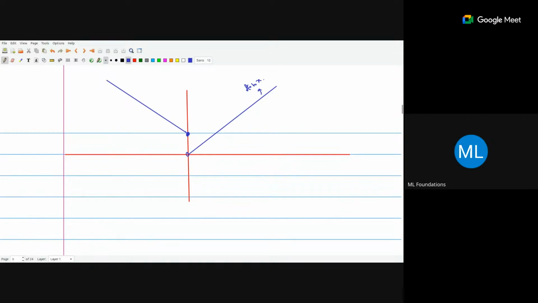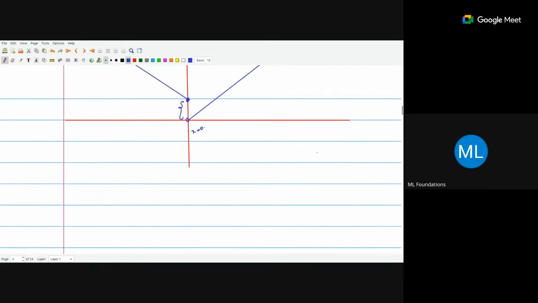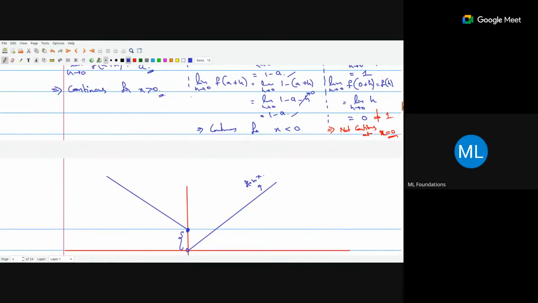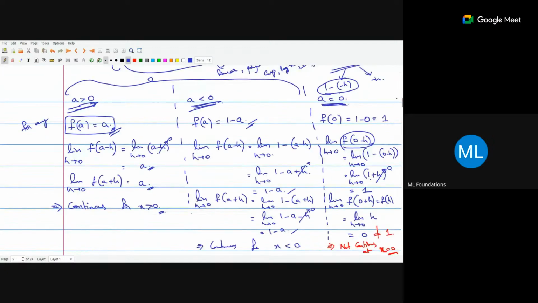So now you can clearly see there is a big jump at x equals 0. That tells us it is not continuous at x equals 0. Thank you, sir, for this elaborate explanation. So from the graph, if there is a break, you can directly conclude that it is not continuous at that particular point. And mathematically, we do this for checking.